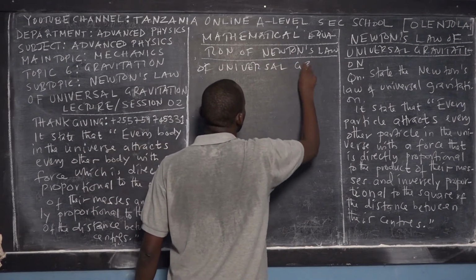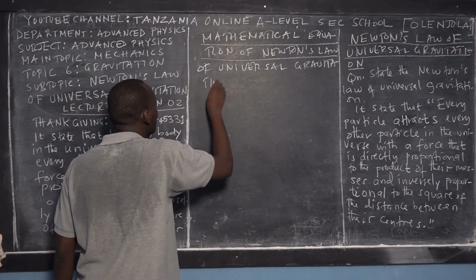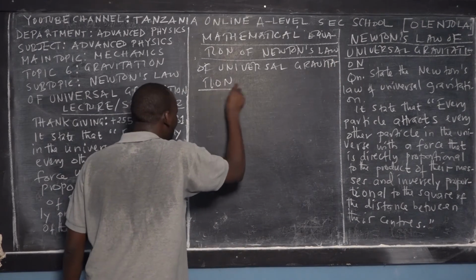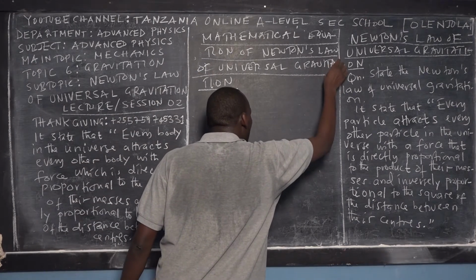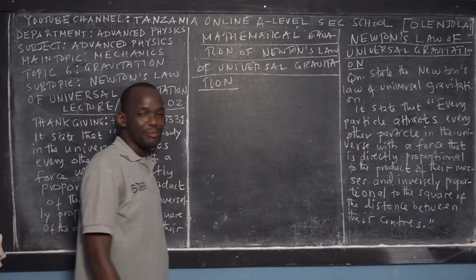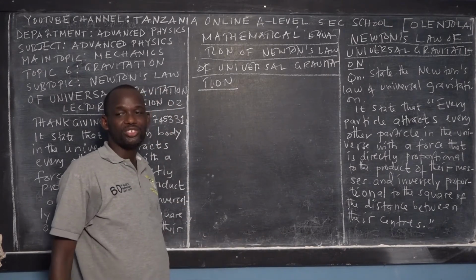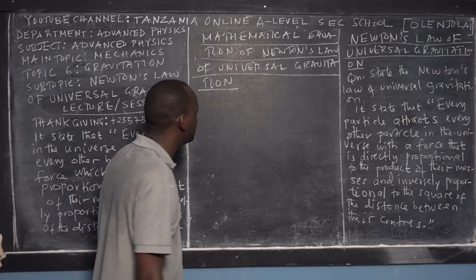gravitation. Okay? So Newton, again, because he was a mathematician, he was a physicist, he was a mathematician, and also he was an astronomer. So this is his contribution in astronomy, right? The same person. How about you?